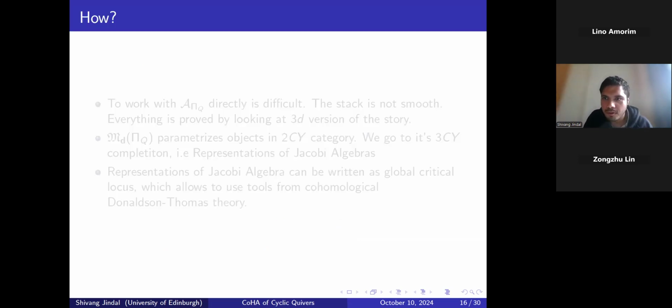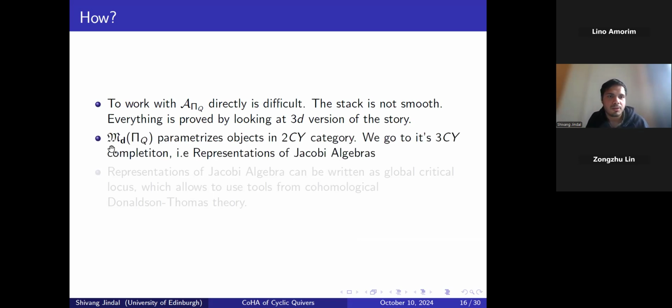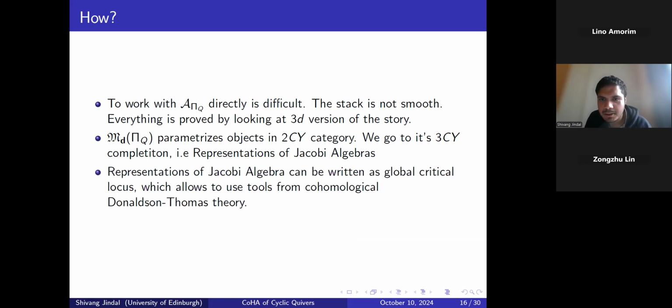So what I'm going to say is that this preprojective CoHA is difficult to work with because the stack is not smooth. But we can do something more by doing 3D Calabi-Yau completion. So what does it mean? The stack of representations of the preprojective algebra corresponds to a 2 Calabi-Yau category, while we can do a 3 Calabi-Yau completion by going to representations of a Jacobi algebra. What we do is we just add an endomorphism. So we look at the representations of the preprojective algebra with an endomorphism, and what we get is some kind of Jacobi algebra.